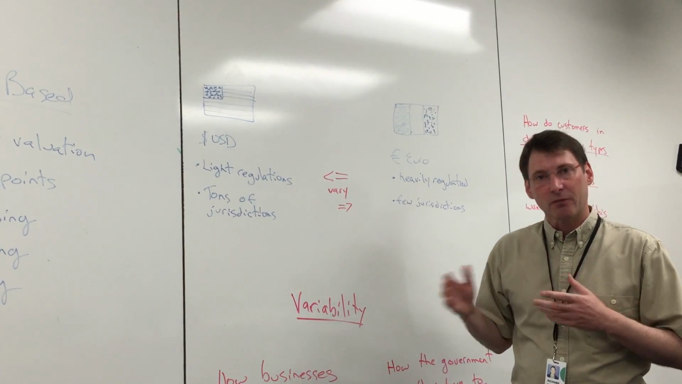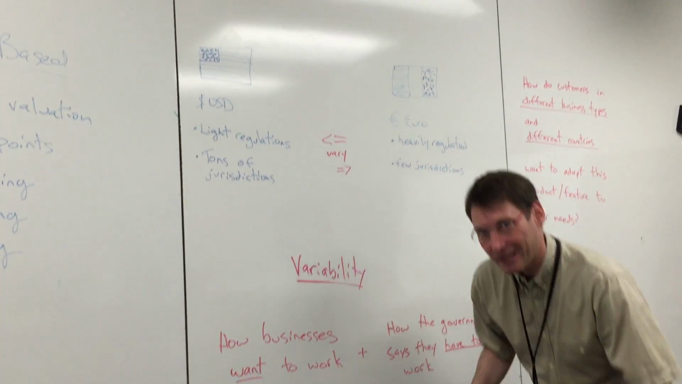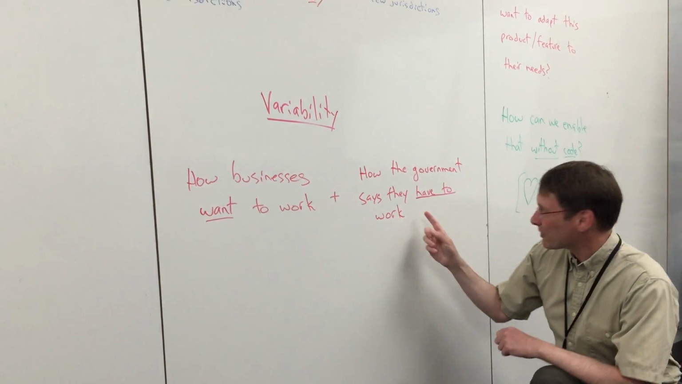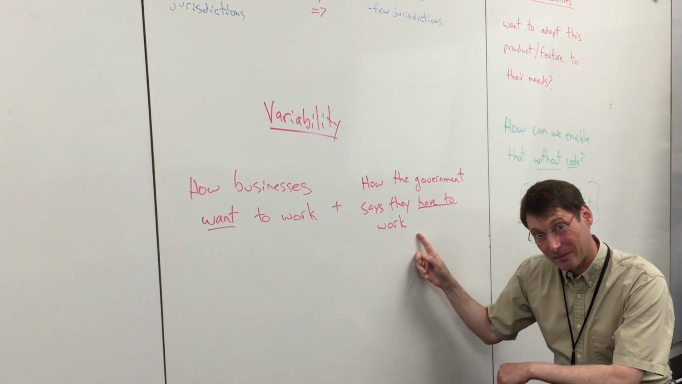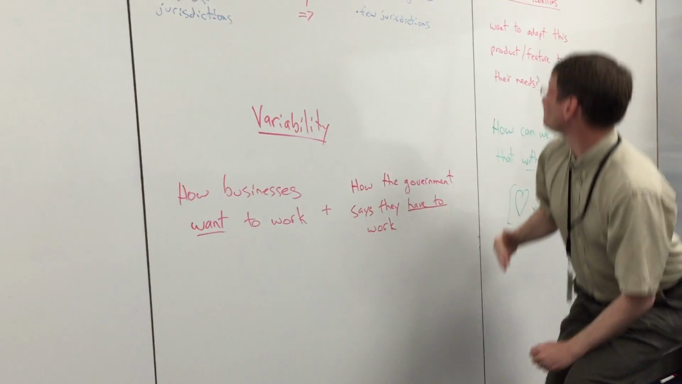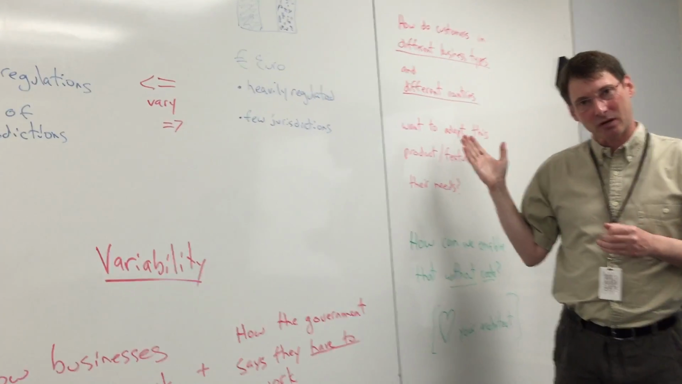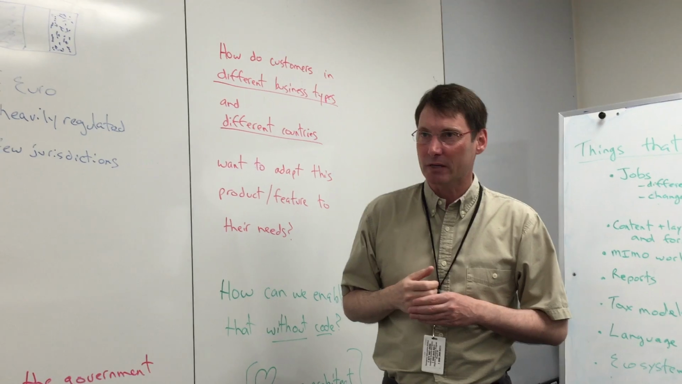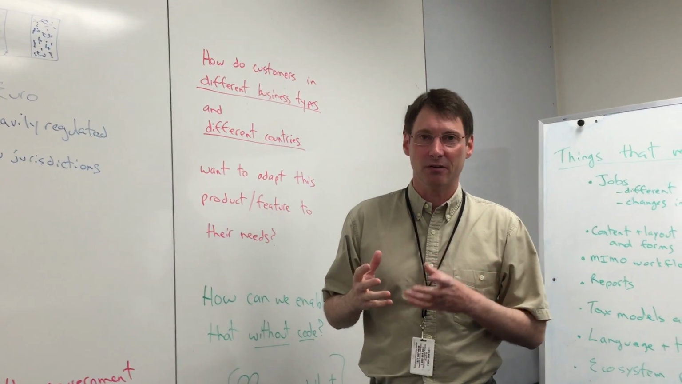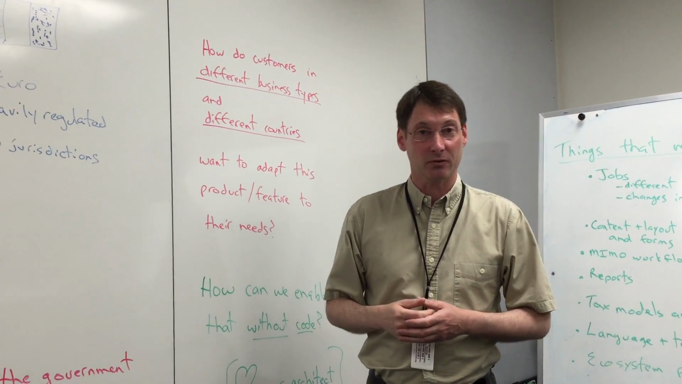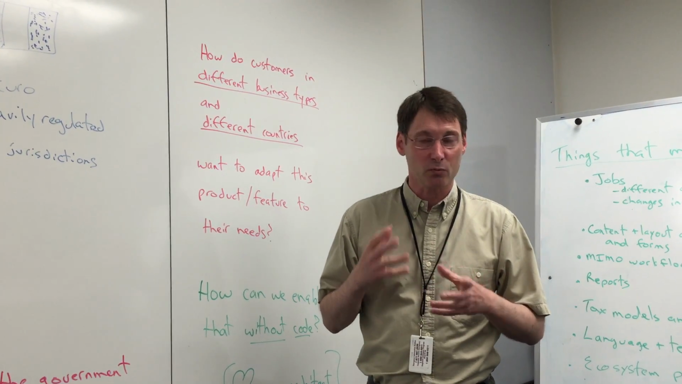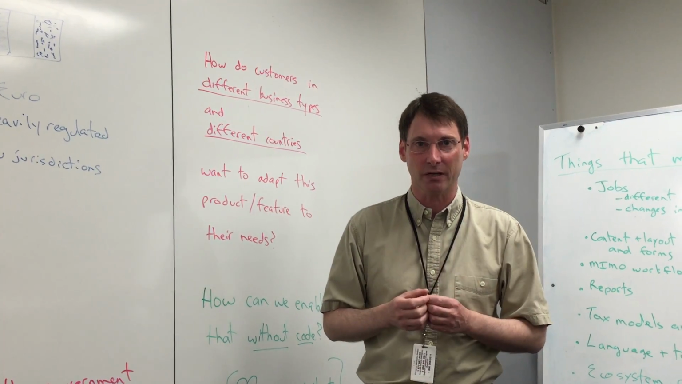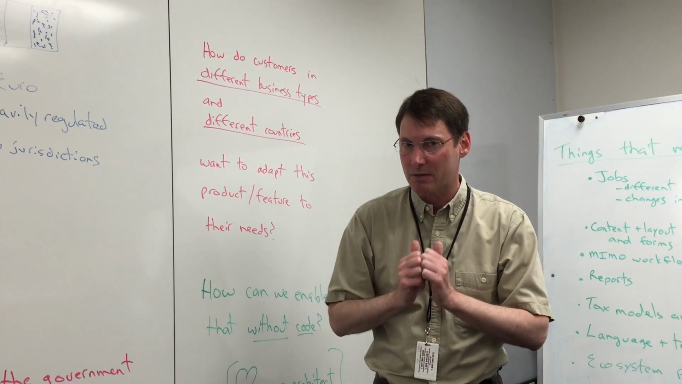So when we talk about variability, what we're talking about is this combination of how businesses want to work and how the government says they have to work, and that's variability. As you're designing a product or a feature, because one size doesn't fit all, a great thing to think about is how will businesses in different business types and people in different countries want to transform or change this feature so that it fits their needs very specifically, because that's how you delight, right? Right for me, right for my business.